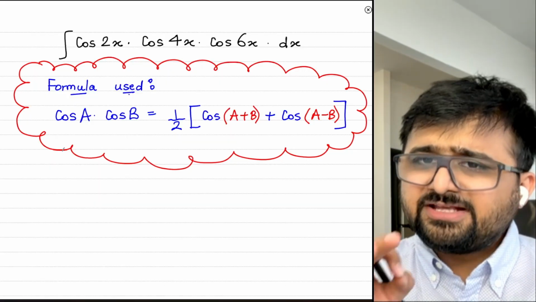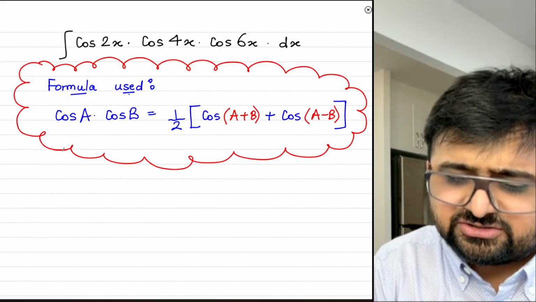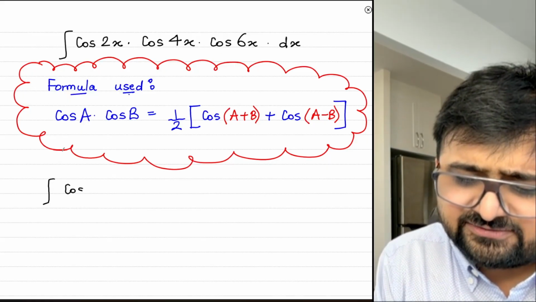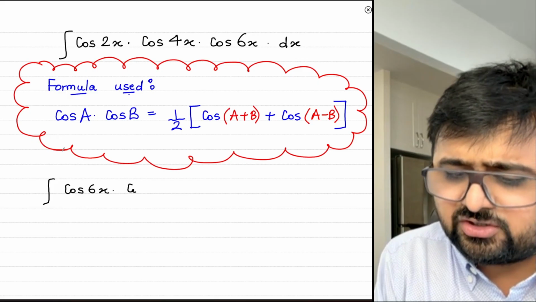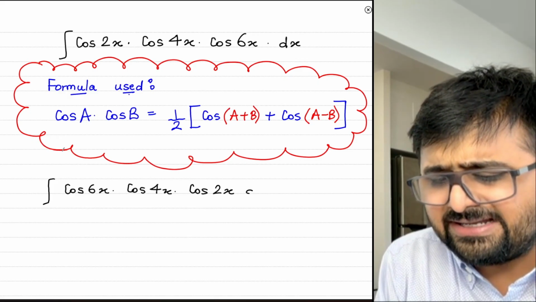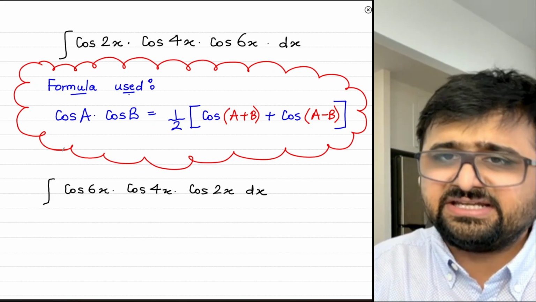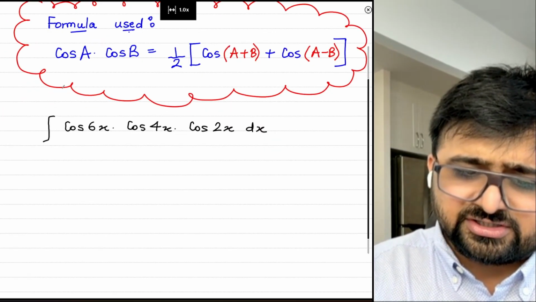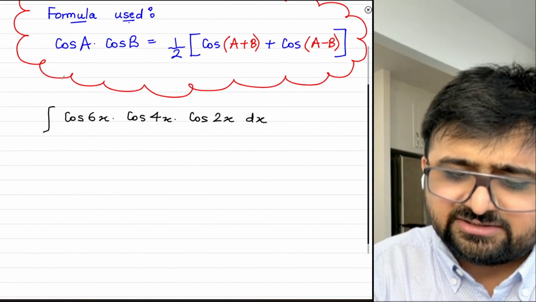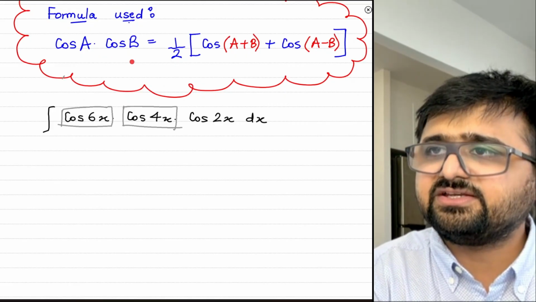My advice for the first step is always write those terms in descending order of the angles. So for example, you can write cos 6x first, since it is a product, then write cos 4x, and then write cos 2x. It is not a mandatory step, but it just makes your calculation a little bit easier if those angles are in descending order. Now take the first two terms and apply the defactorization formula. So I'll take the first term and the second term, and I'll apply the formula which you can see above.